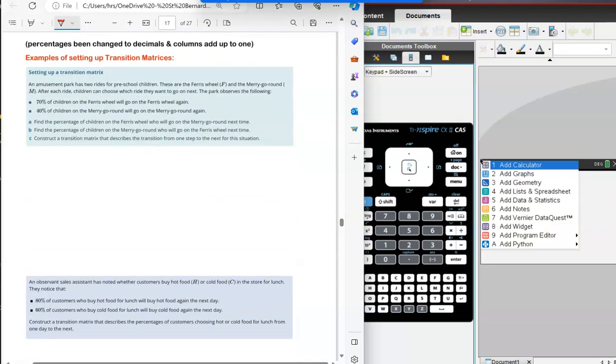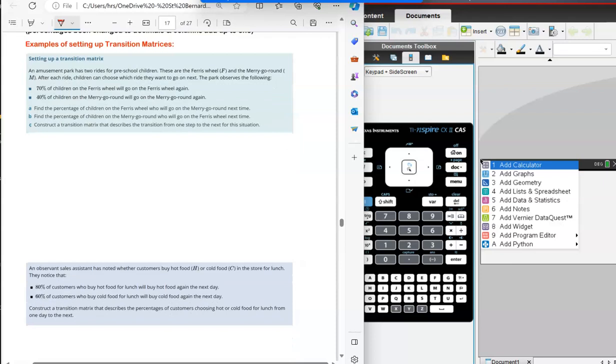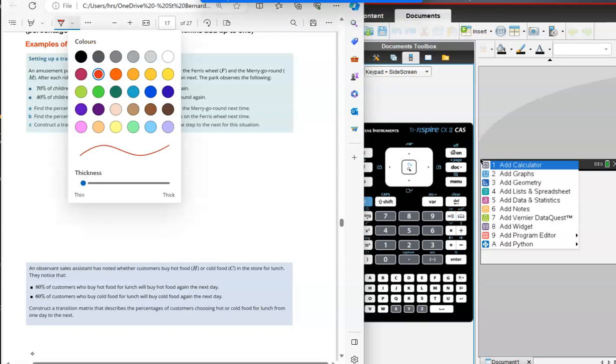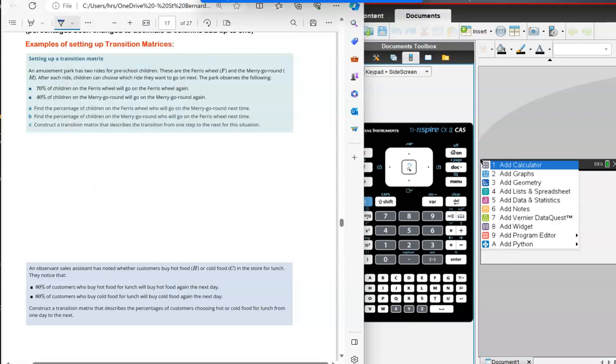So we're just going to start off with this, and we'll use these transition matrices to predict in the future, but that will be in a few lessons time. At the moment, we're just going to practice setting these up. So let's have a look at this one.